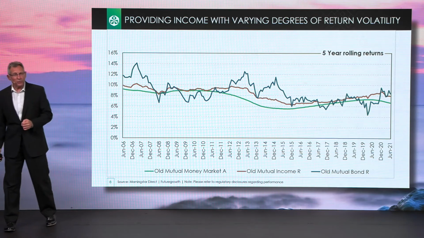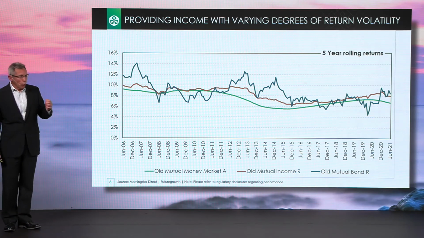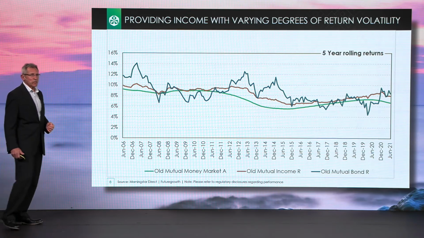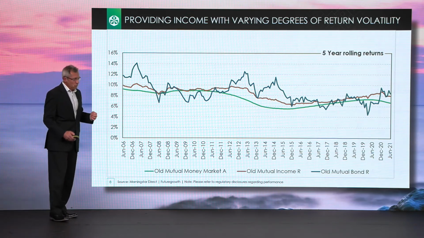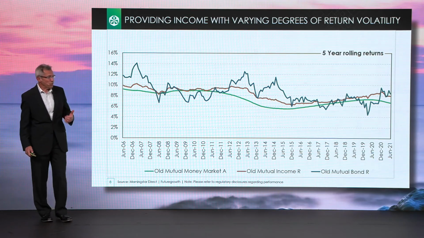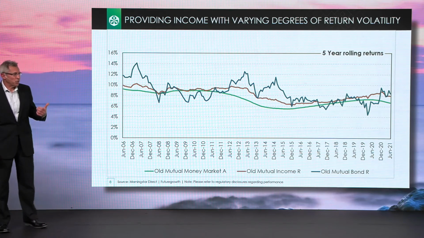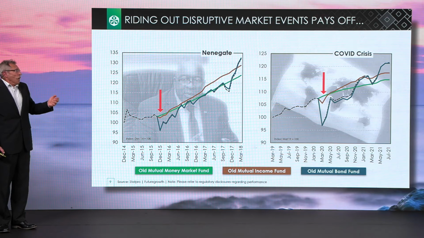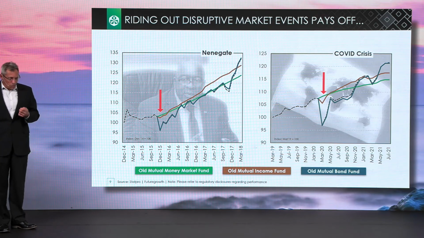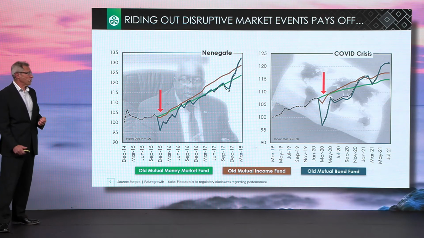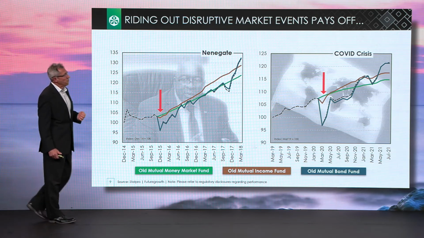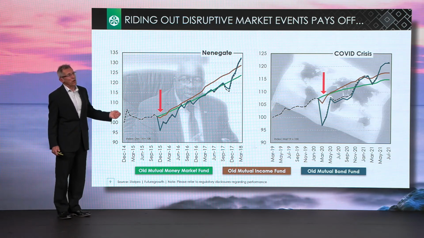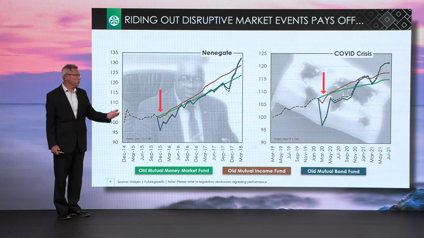Again, all three of them generate income. All three of them will follow the interest rate cycle, but with different return volatility profiles because they are invested, or allowed to invest, in different parts of the yield curve. I think it's also important, since we've been through a very volatile period on the back of COVID, to illustrate the impact of events and how we manage our funds going through those events.